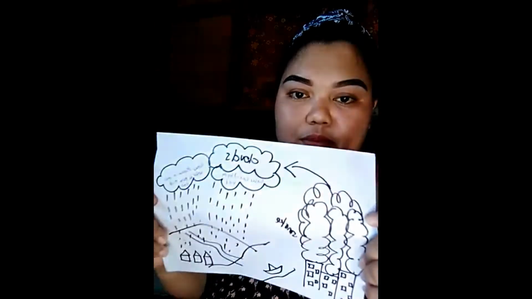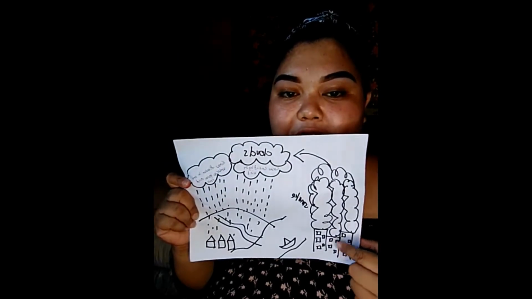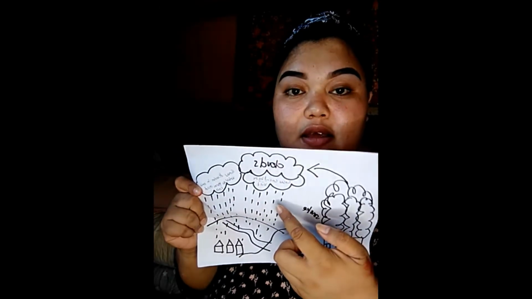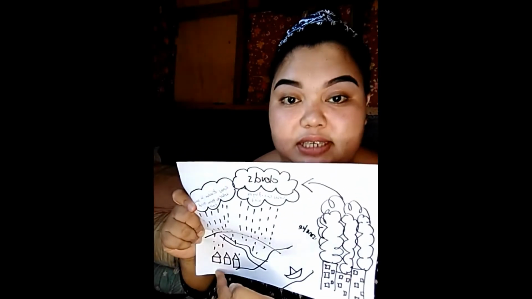How does acid rain form? I'm going to show you a sample of a drawing which I drew a few hours ago, and this is how acid rain forms. As you see in the picture, it has a factory that releases smoke, clouds, rain, streams, houses, and mountains. So this is the factory that burns fossil fuels.